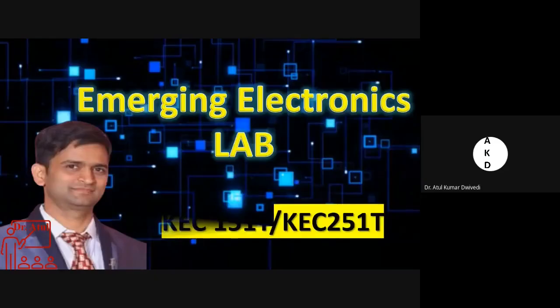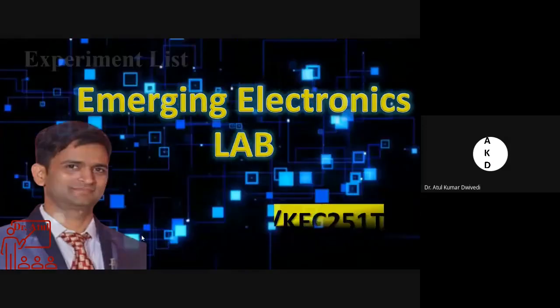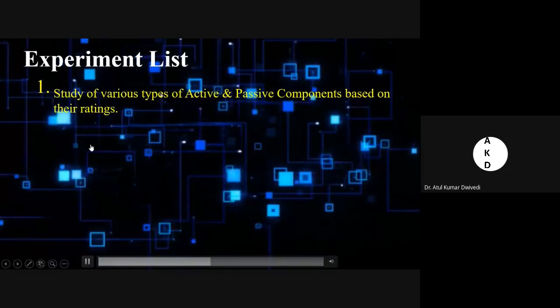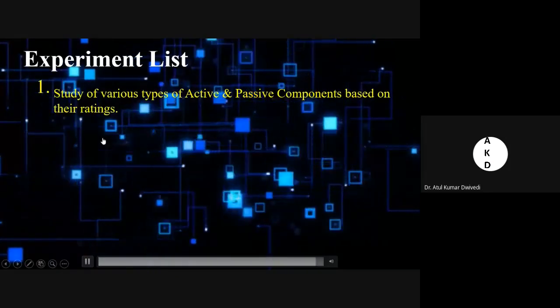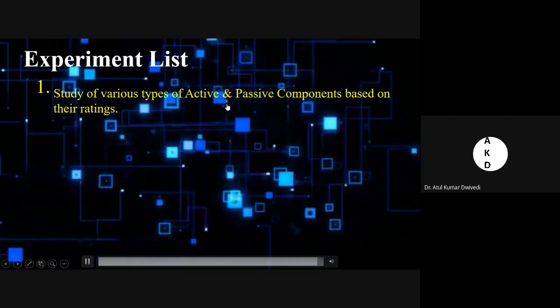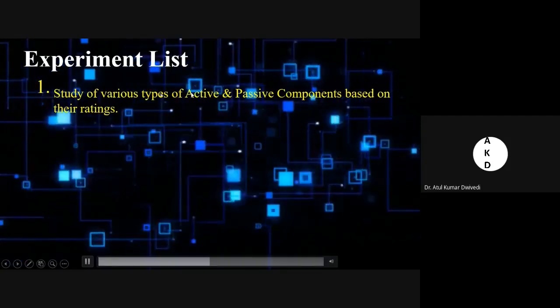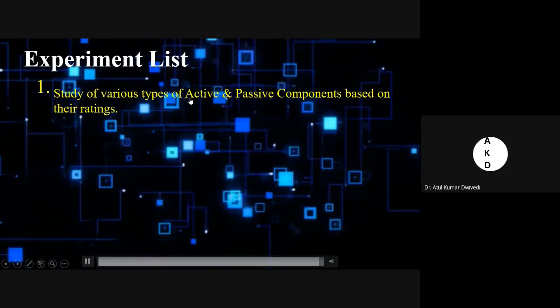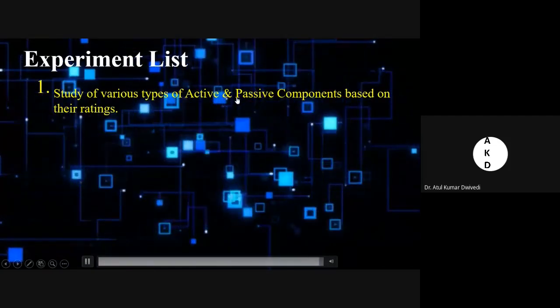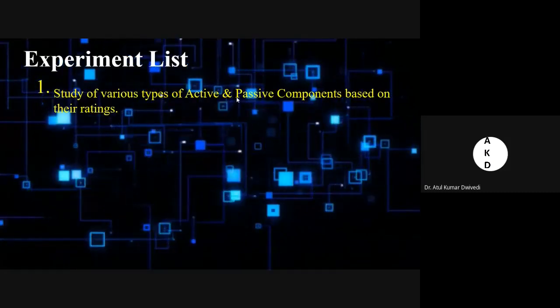So in the emerging electronics lab, every lab you have to do at least 10 experiments. The experiments that we have selected for this lab are as follows. First one is to study various types of active and passive components. You must know active and passive components from electrical engineering: resistance, capacitance and inductors are passive components, and active components are transistors, diodes, etc.